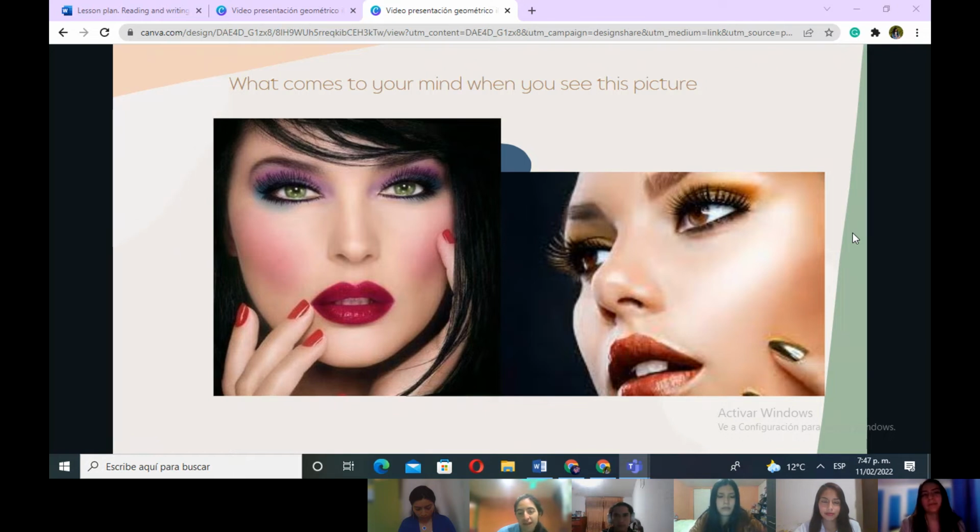Okay, it's about beauty, like a picture that you can see in an Avon magazine. It could be. Okay, thank you. Yes, that could be. Jenny, tell me, what comes to your mind when you see this picture? Well, the first thing that comes to my mind is the word beauty. I can see two beautiful women wearing colorful makeup. So yes, they are beautiful.